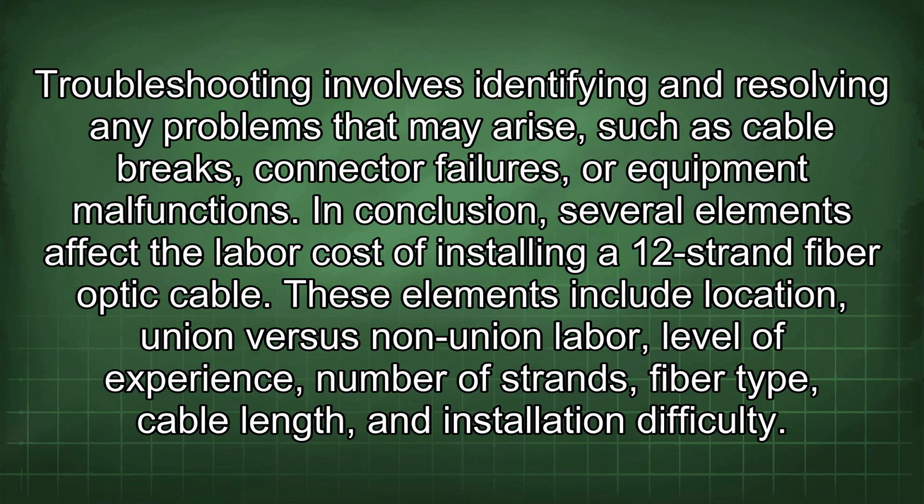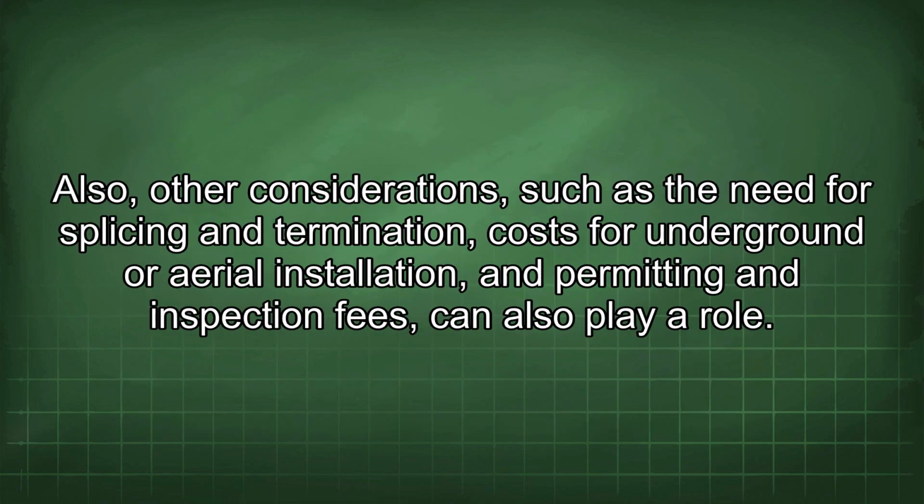In conclusion, several elements affect the labor cost of installing a 12-strand fiber optic cable. These elements include location, union versus non-union labor, level of experience, number of strands, fiber type, cable length, and installation difficulty. Also, other considerations such as the need for splicing and termination, costs for underground or aerial installation, and permitting and inspection fees can also play a role.